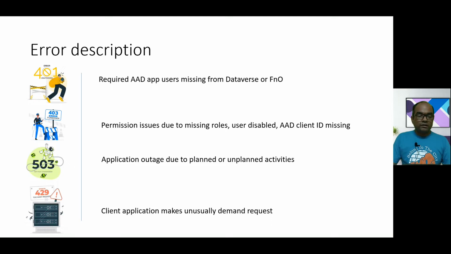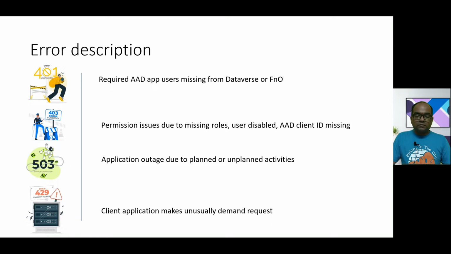The next error is 503, which means the service is unavailable. It means the application is down. In a planned scenario, we can plan for an outage after discussion with the business, so we will avoid this type of error. In an unplanned scenario, where the application unexpectedly goes down or crashes, you will see this kind of 503 error. The next error is 429, which is related to too many requests. That means it's a case of throttling.